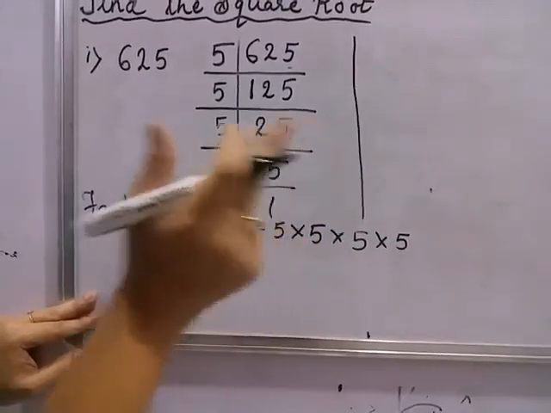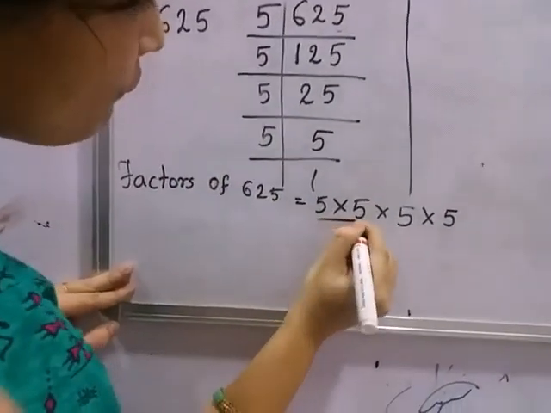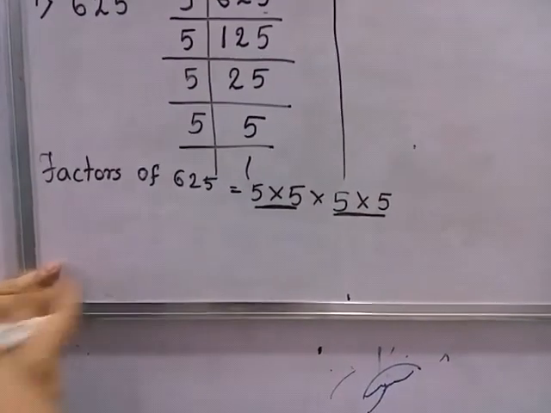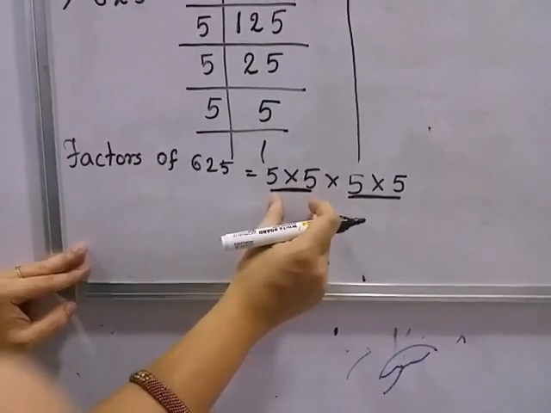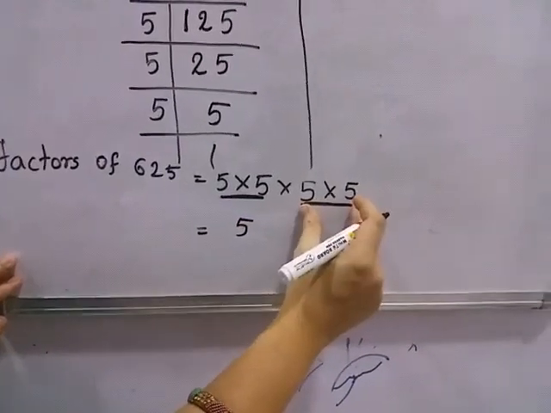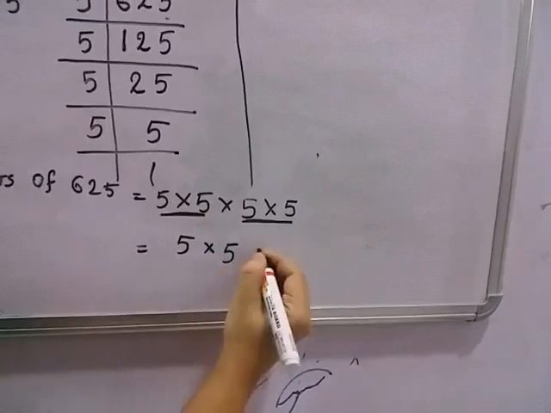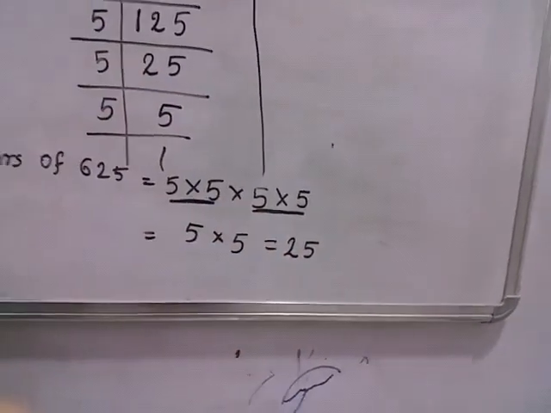We are going to make groups. Now how many 5s are there? 4. So we are going to make groups of 2 of the same numbers, because as I told you, 5 and 5 become 5 square. So now instead of writing 2 times, we will write only 1 time. Here also, instead of writing 2 times, we write only 1 time. Put a multiplication sign, and then what is the answer we will get? 5 fives are 25.